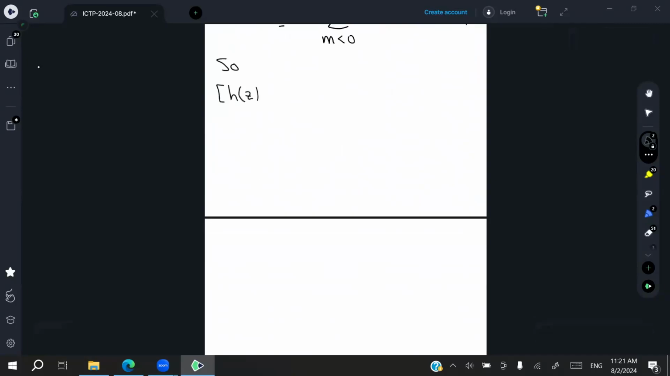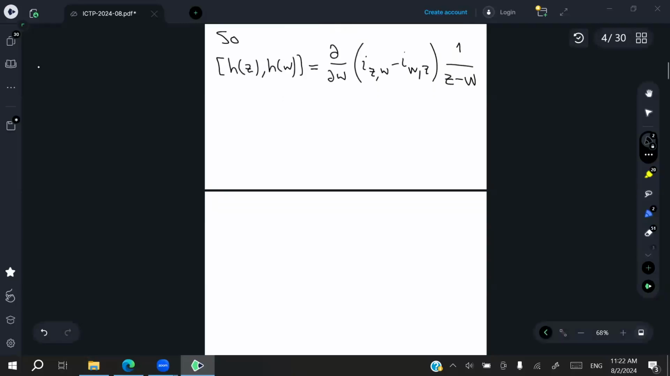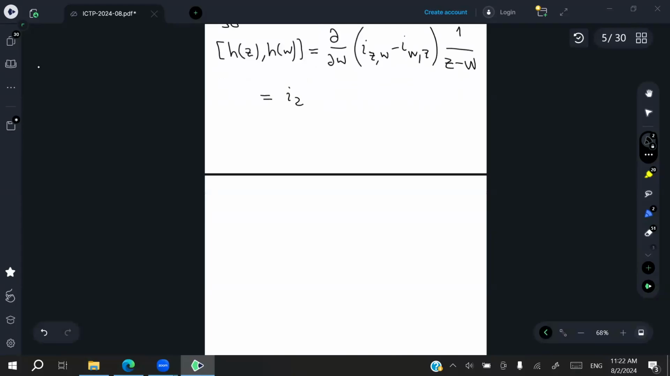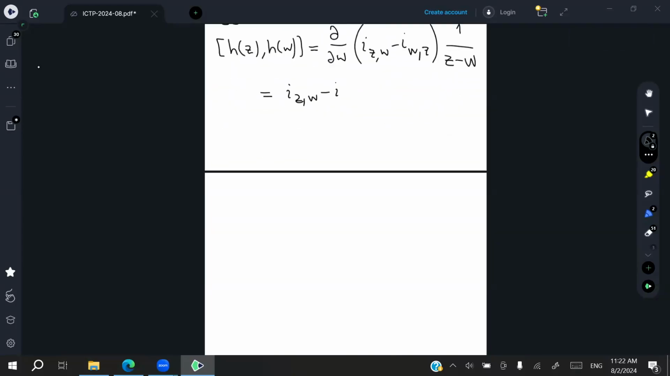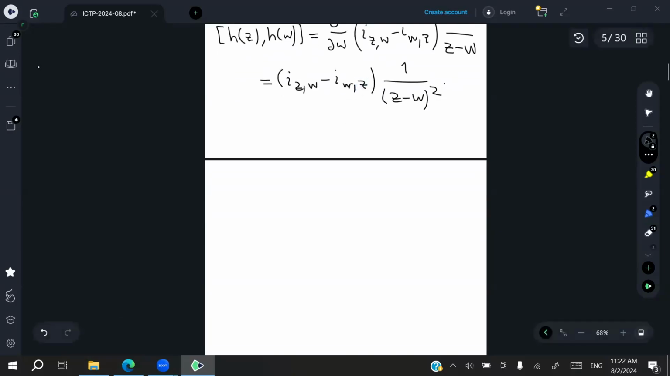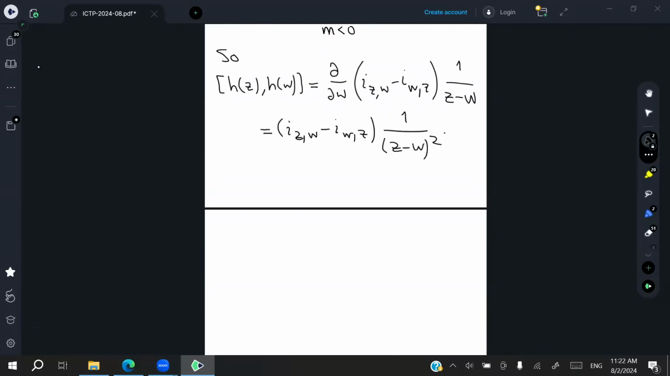So d_w of, let's say, i_{z,w} minus i_{w,z} of 1 over z minus w, which is to say i_{z,w} minus i_{w,z} of 1 over (z minus w) squared. Okay. So now this kind of difference of two expansions of the same power series in two different domains, I'm going to invent a notation. The notation will be delta. This should suggest the Dirac delta function. In a moment, I'll explain why.